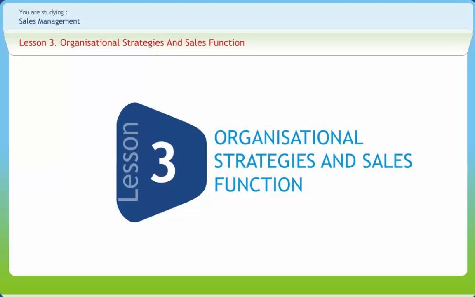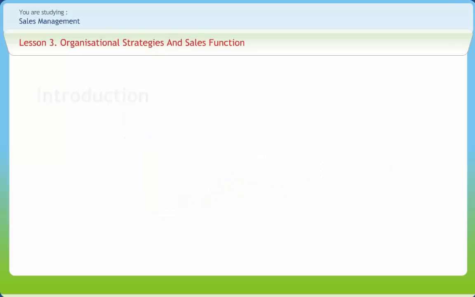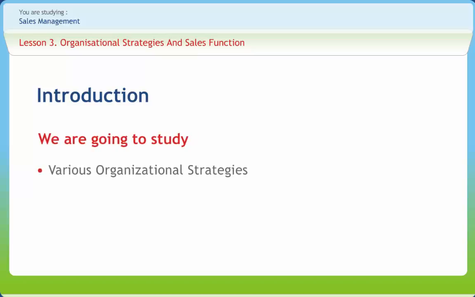Organizational Strategies and Sales Function. We all know very well by now that the main function of a sales department is to attract and retain customers. But sales activities need to be coordinated to meet the customer demand with appropriate supply. Also, sales volumes have to be increased considering a particular period of time. Then appropriate persons or agencies have to be found to carry out the sales activities.